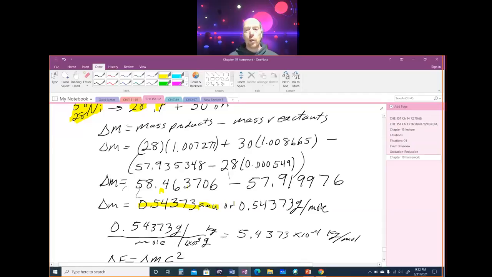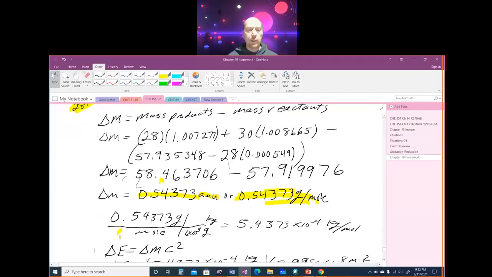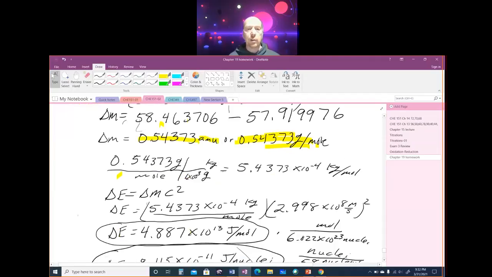0.54373 AMU, or I always use grams per mole. I do not use AMU. All right, so when I want to get that into energy, I'm going to use my delta E is equal to delta M C squared. I know I'm going to get joules, so I know I have to have my mass in kilograms, because a joule is a kilogram meter squared per second squared. So I convert my grams per mole into kilograms per mole by dividing by 1,000 grams in 1 kilogram.